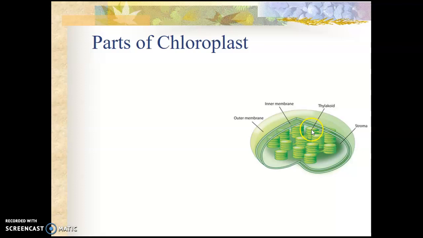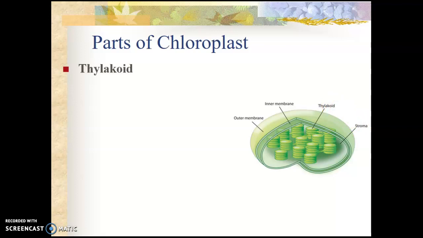Inside, we have these individual discs. They kind of look like a stack of quarters. Each disc is called a thylakoid. And then surrounding the discs, we have what's called stroma. Stroma, don't confuse this with stoma, but stroma is a fluid, much like cytoplasm, but it's found within the chloroplast and surrounding the thylakoid. The thylakoid and the stroma, I would say, are the two most important parts of this structure for us to know, because it would be the location of the two steps of photosynthesis.